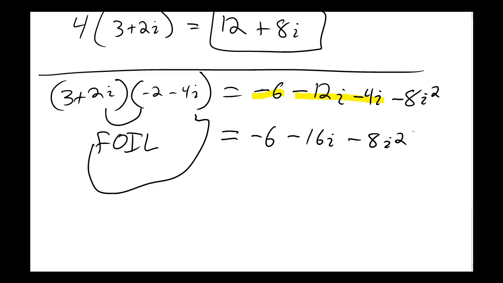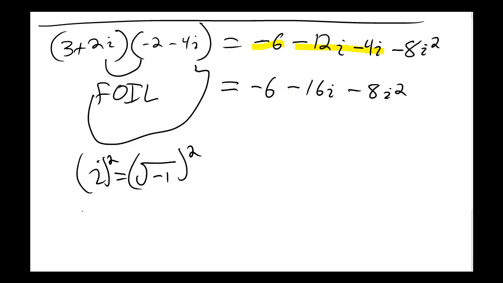The thing is, I don't know much about this i squared. So let's go back to what i is. i equals the square root of negative 1. If I square both sides of this equation, on the one side I get i squared. On the other side, I get negative 1 under the square root squared. This is just negative 1, because square and square root cancel each other out.